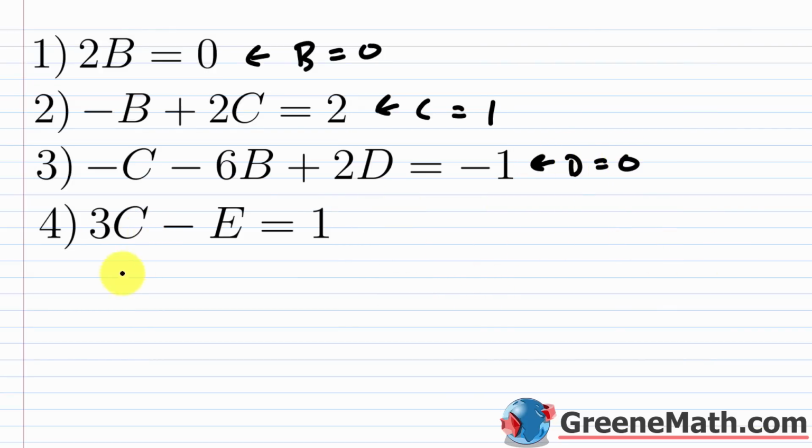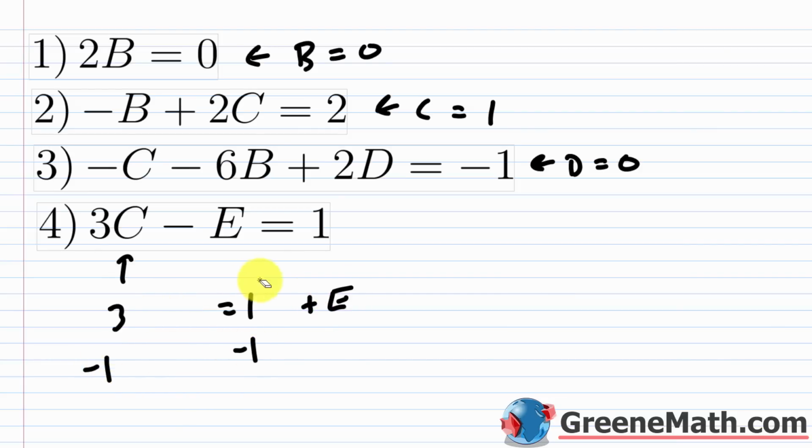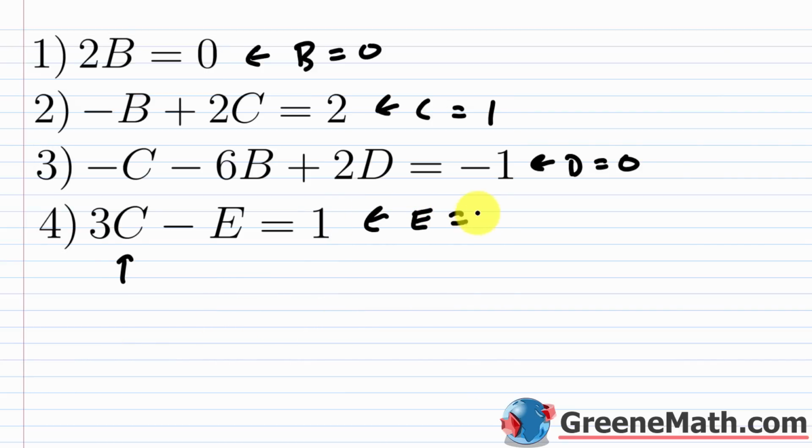And then you have 3c. Again, c is 1. So this would be 3 times 1, which is just 3, minus e is equal to 1. You can actually add e to both sides. I think that's a little bit faster. And subtract 1 away from each side. So get rid of this and get rid of this. So e would be equal to 3 minus 1, which is 2. Let me just write that e is equal to 2.